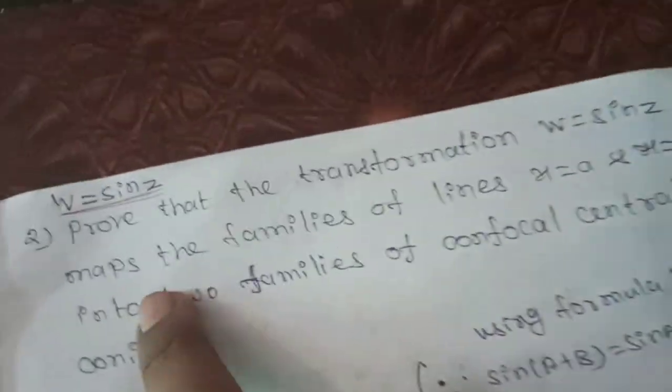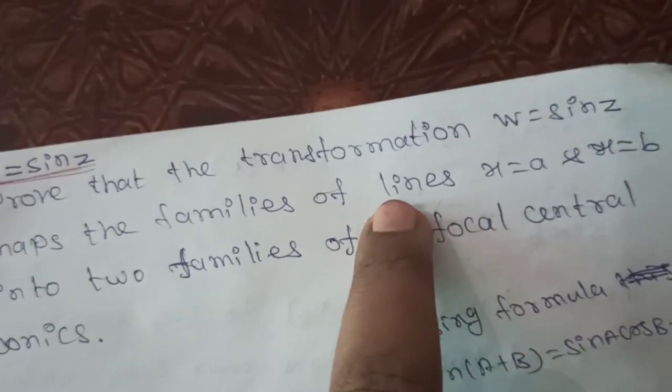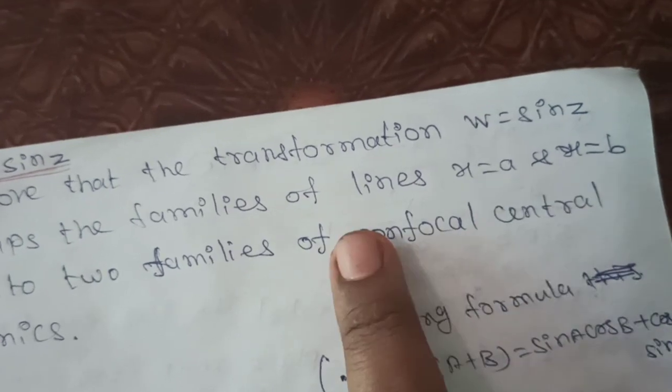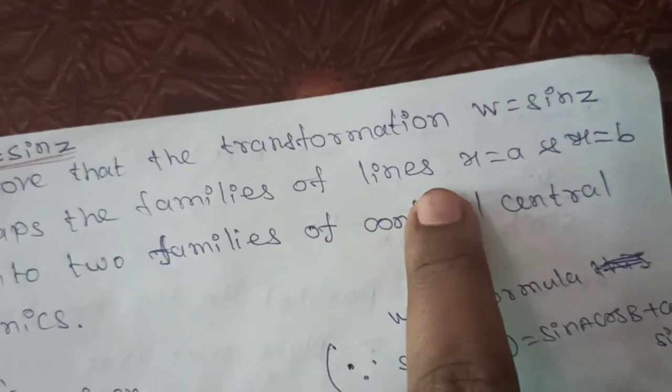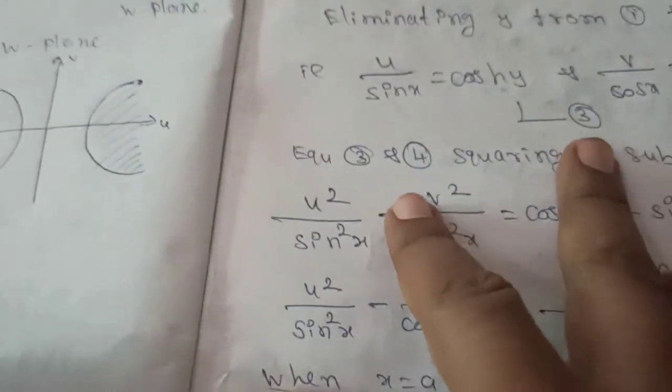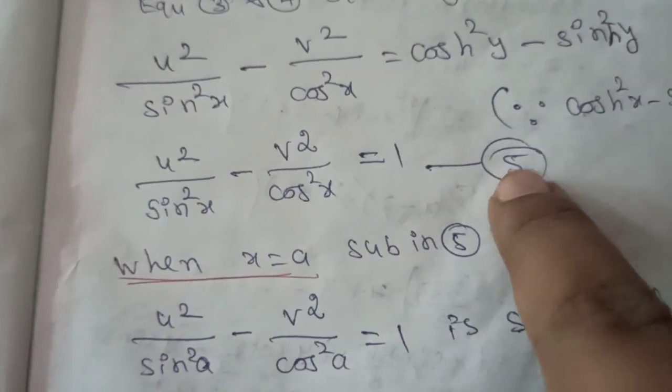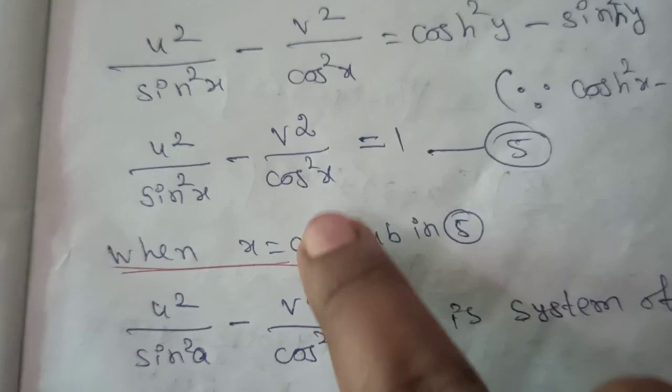Okay, and next you apply the given condition. The given condition, the family of two lines, what is given: the family of two lines, x equal to a and x equal to b. So apply these two conditions. First, put x equal to a. When x equal to a, substitute in equation number 5.